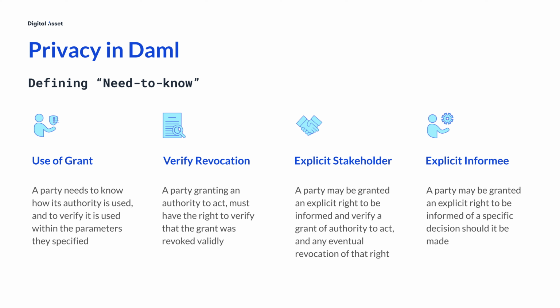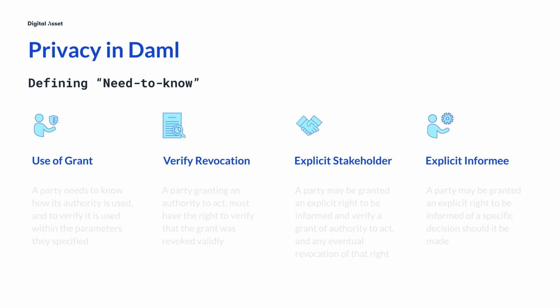Therefore, a party may be granted an explicit right to be informed of a specific decision should it be made. DAML supports these four need-to-know principles using the concepts we have already looked at: signatories, contracts, choices, and one new concept, observers. Let's look at how each of these principles is modeled in DAML.